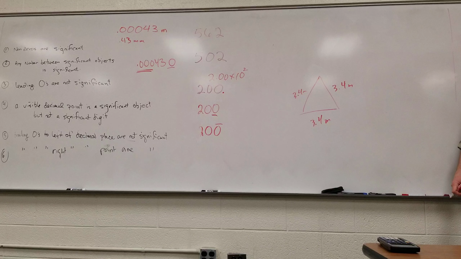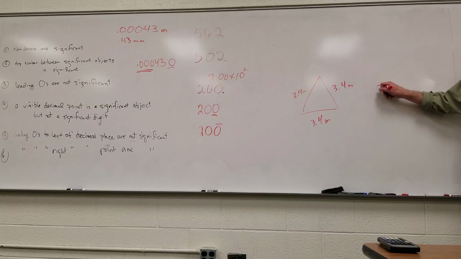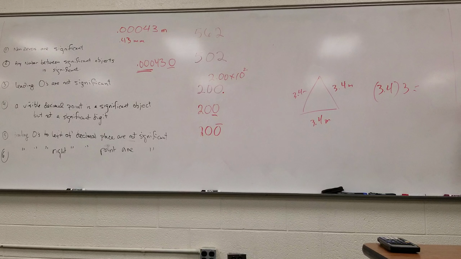Okay, instead of adding, what else could I do? Multiply one side by 3. Yeah, that's the one I was going for. Yes, adding together also works. But 3.4 times 3. If I'm looking at significance here, this has 2 significant figures.